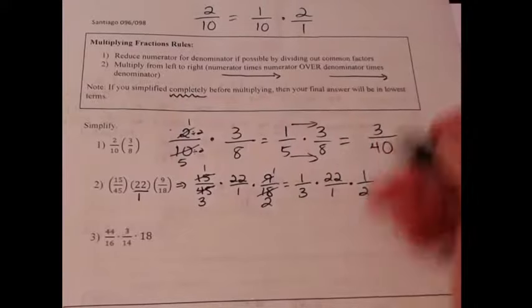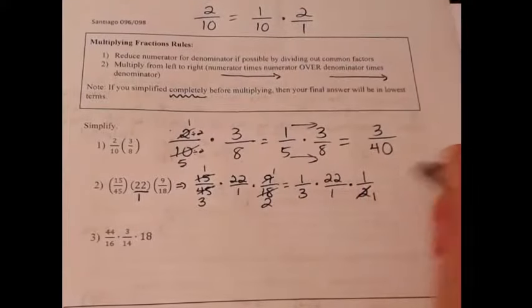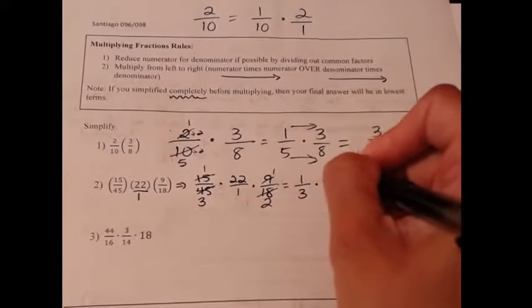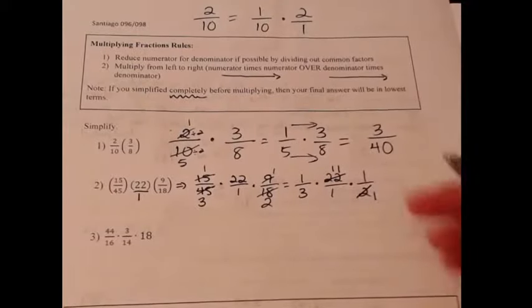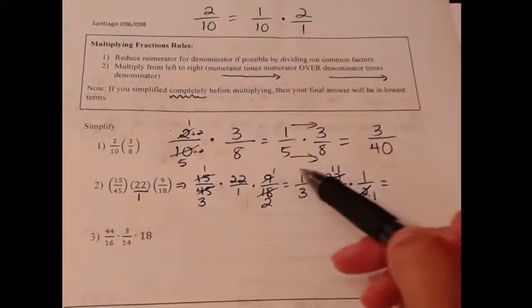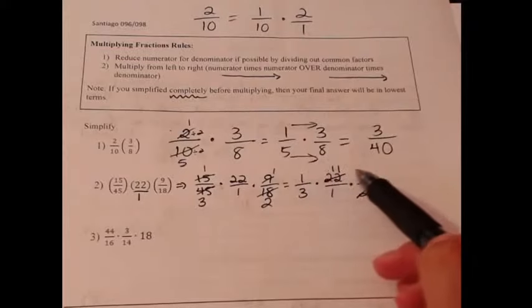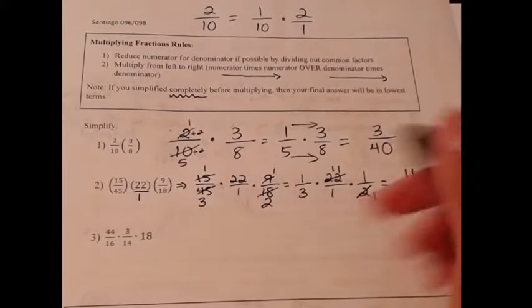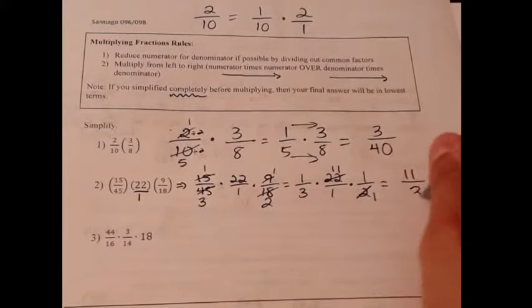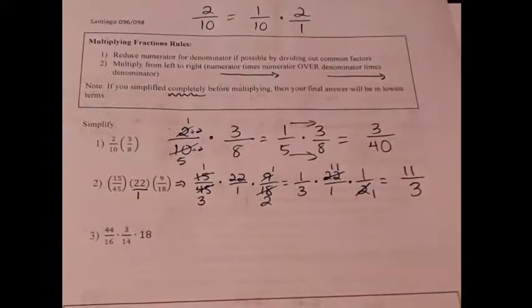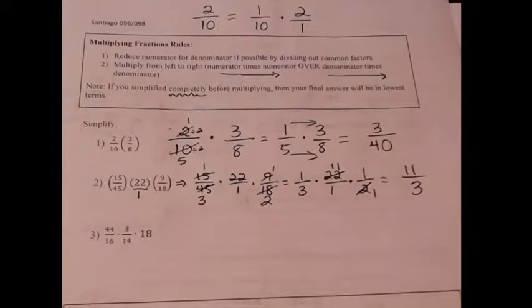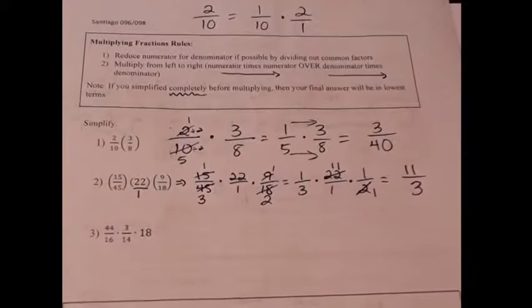Hannah, you're correct. Let's take a look. 22 and 2 reduce, so 2 becomes a 1, 22 becomes an 11. Remember, you're dividing both by 2. At this point, we go straight across. 1 times 11 times 1, 11. 3 times 1 times 1, 3. And we have finished. Your turn. Do number 3. I'm going to give you 60 seconds, starting now.